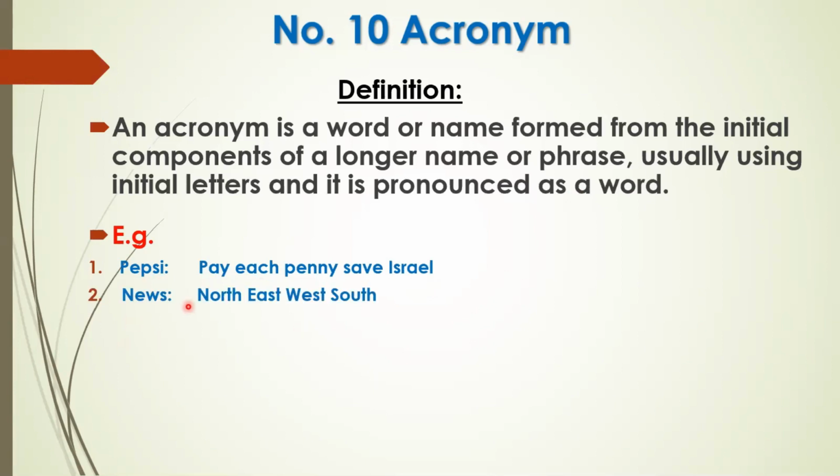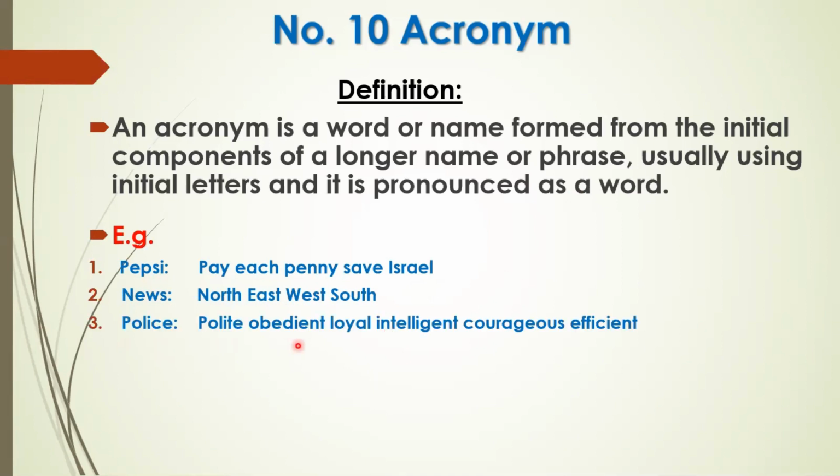The word news stands for north, east, west, south. I mean, taking the information from all is called news. The word police stands for polite, obedient, loyal, intelligent, courageous. These three, Pepsi, news, police, are pronounced like a word. We do not pronounce P-E-P-S-I or N-E-W-S. We pronounce them like a word, but they still stand for other words. That's why they are called acronyms, not abbreviations, because in an abbreviation we pronounce each letter separately.